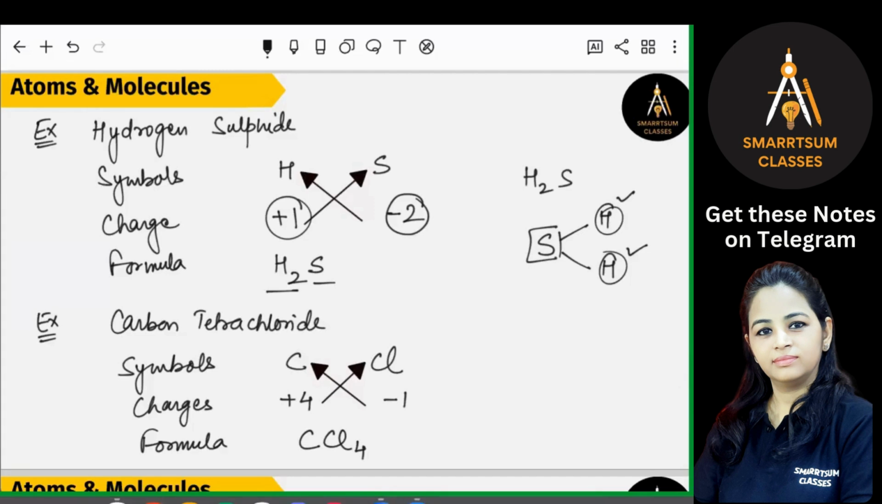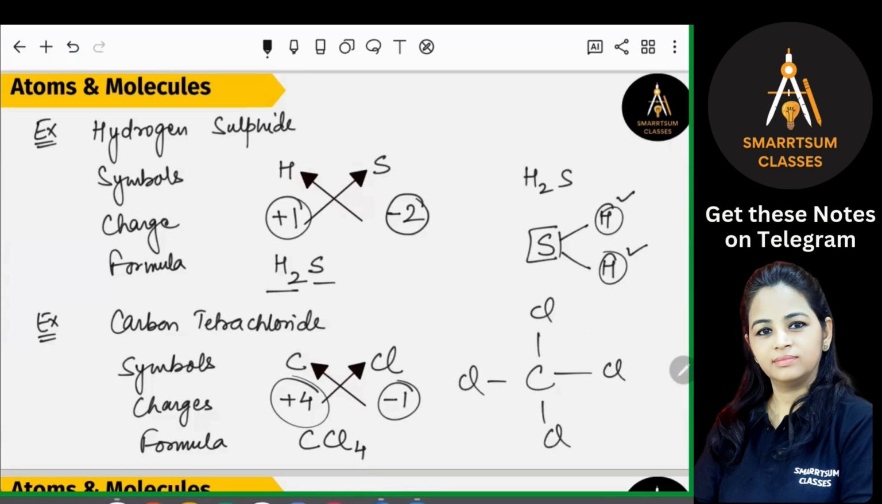Similarly, CCl4, right? So what does it mean? Carbon has 4 valence electrons, but it needs 4 more electrons, right? It has a deficiency of 4 electrons. It needs to combine with 4 electrons to complete its outermost shell, right? So each one of them is given by a chlorine atom, right? So there are 4 chlorine atoms which are combined by the carbon atom, right? So 1, 2, 3, 4, like this. You can write like this, CCl4, right?